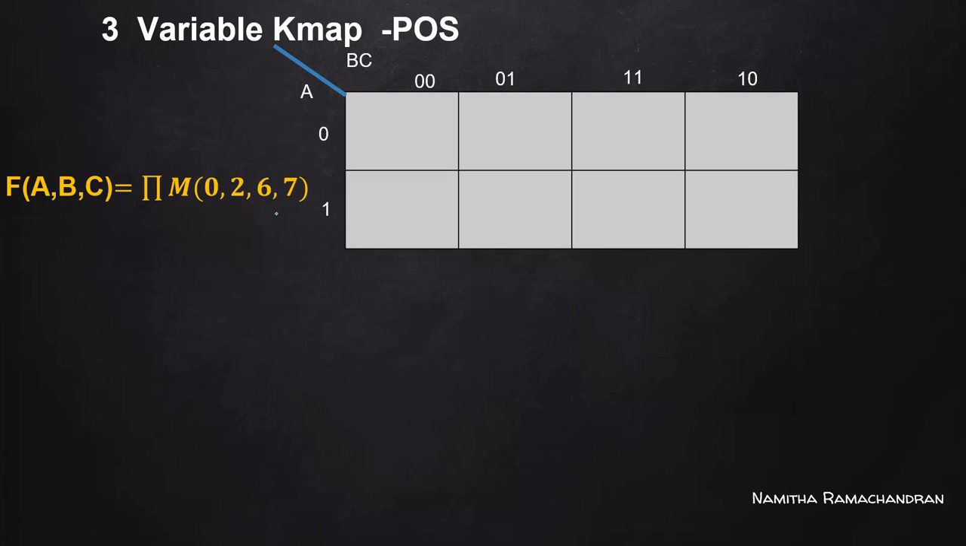In the POS form representation, we need to concentrate on value 0. So for minterm 0, we put 0 here, and for the cell indicating 2, which one is 2? 0 1 0 is 2. So in this particular cell we need to mark 0. Next is 6. What is the binary of 6? 1 1 0. So this particular cell, here we put 0. And again 7. 7 means 1 1 1. So here again we put value 0. And all other cells with value 1.